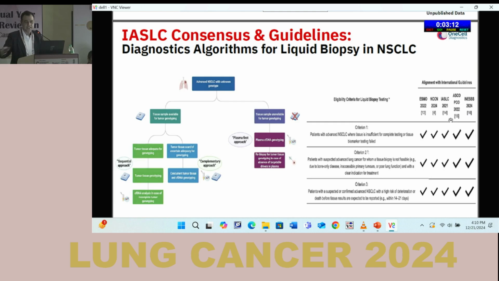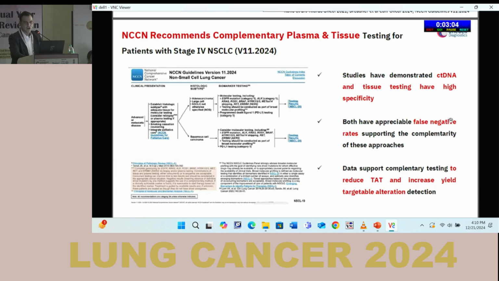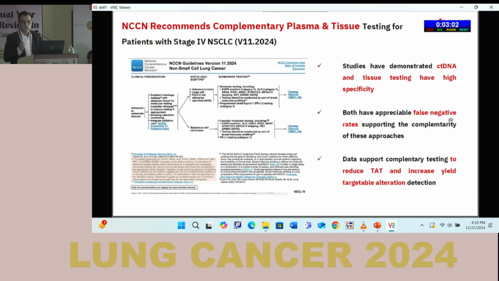And there are guidelines clearly showing when to do tissue biopsy and when to do liquid biopsy, and it has been discussed earlier. I want to skip this. In NCCN guidelines, liquid biopsy is now part of that. Now what is important? We know that data has shown that there is a sensitivity and specificity. There is a concordance between tissue and liquid.